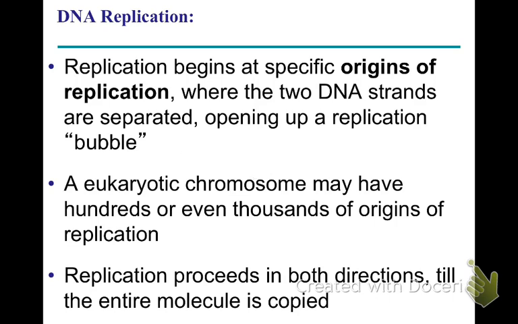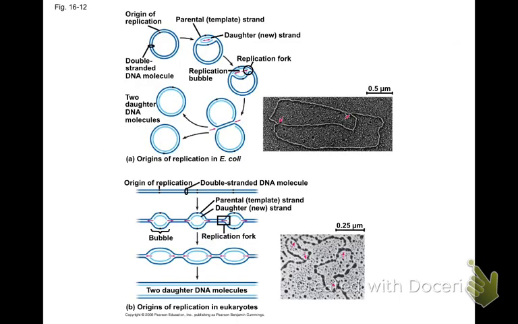And so the bacterial chromosome will be just a single circular chromosome. You will just have one replication bubble and it reads on either side. But eukaryotic chromosomes, remember, have thousands of origins of replication. Why is that? In order for you to hasten the process of replication. So replication proceeds in both directions till the entire molecule is copied. So this is what you would see in a bacterial cell, whereas in a eukaryotic cell, you will see multiple spots of replication.